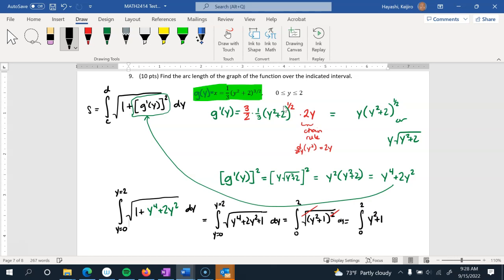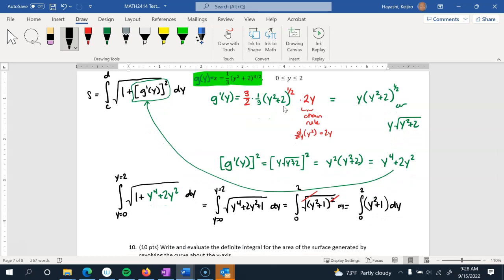So this is simply just the integral of y squared plus 1 dy, evaluated from 0 to 2. That is y cubed over 3 plus y, evaluated from 0 to 2. If you plug in 2, you get 8/3 plus 2. If you plug in 0, you get 0 plus 0. 8/3 plus 2, 2 is 6/3, so 8/3 plus 6/3 is 14/3.